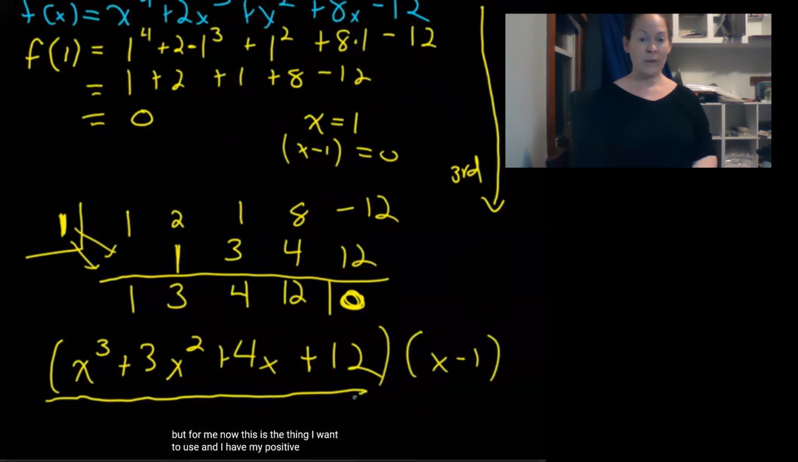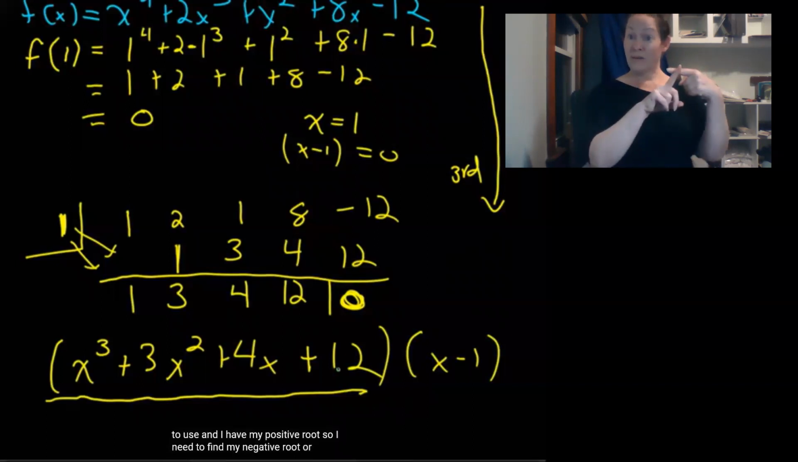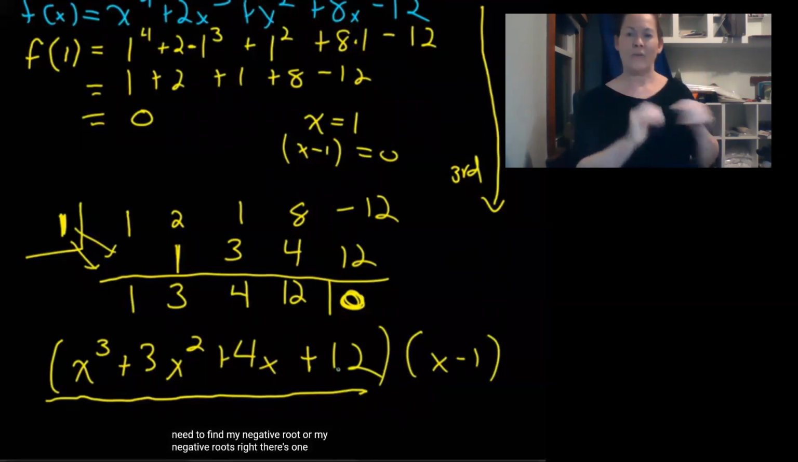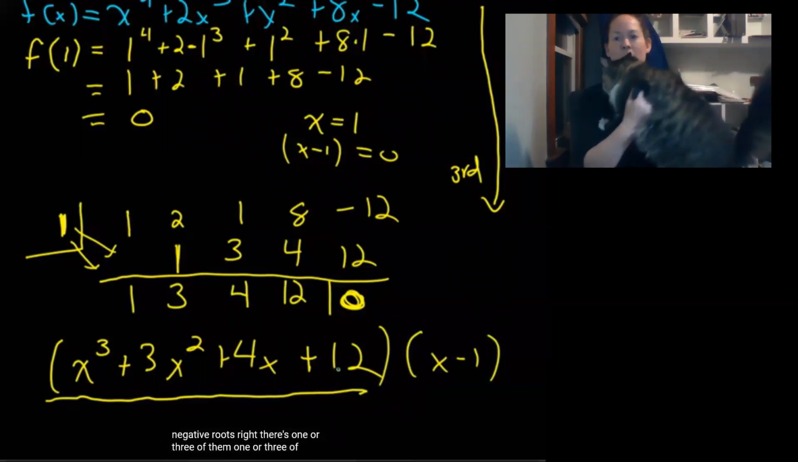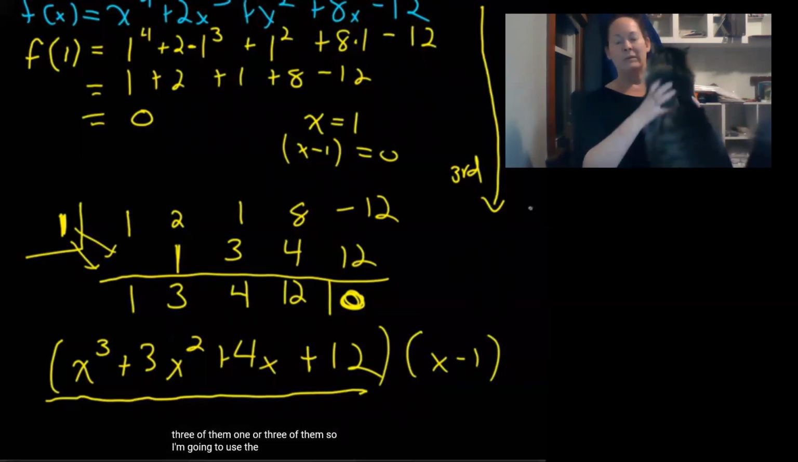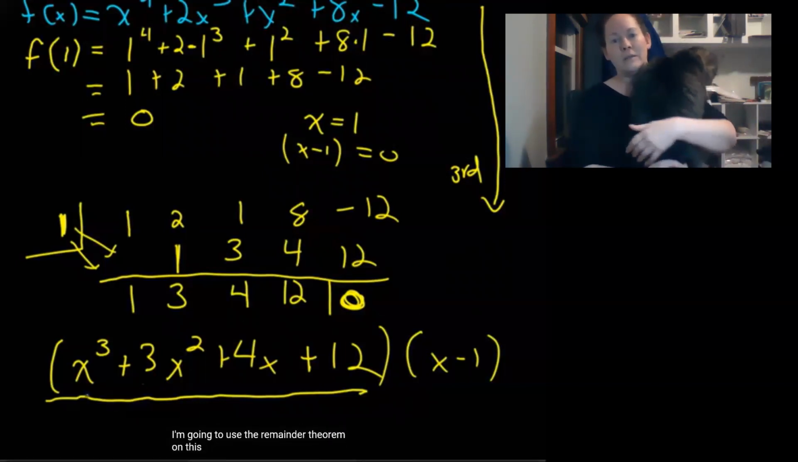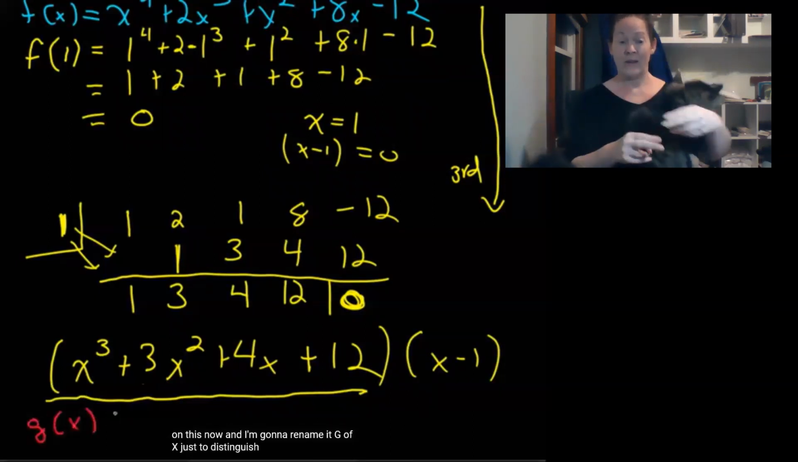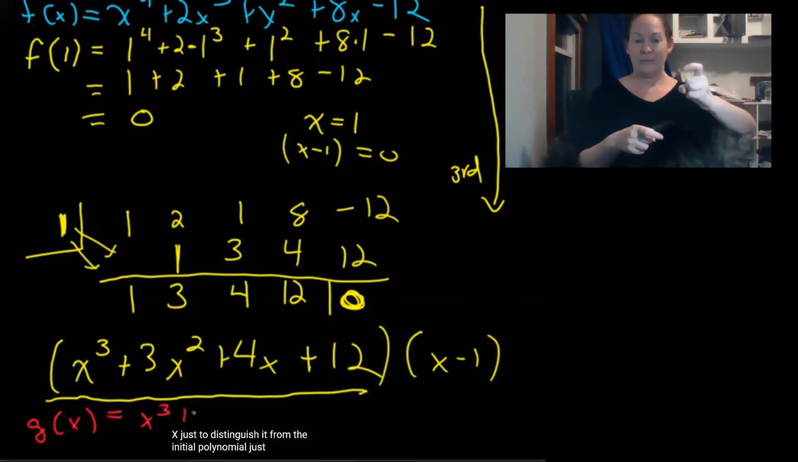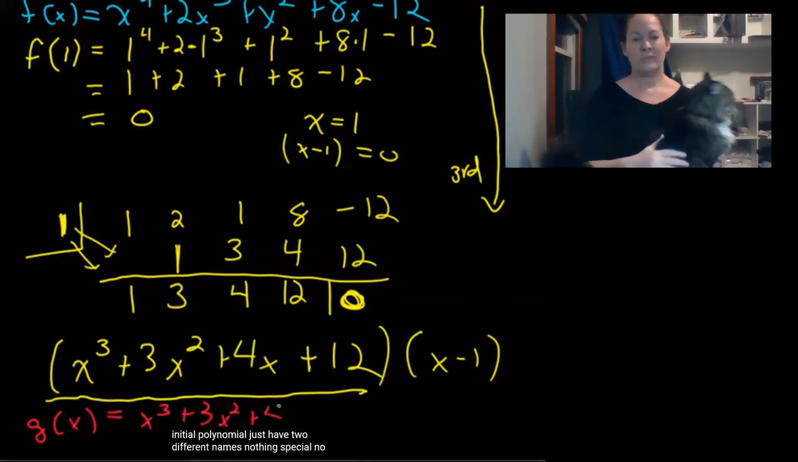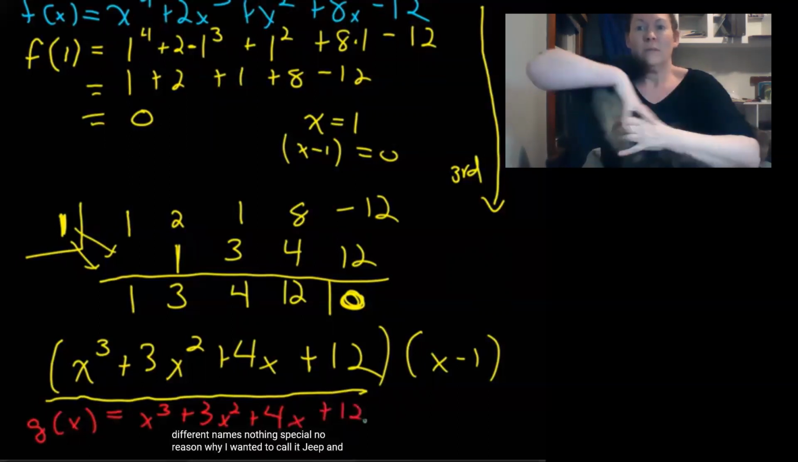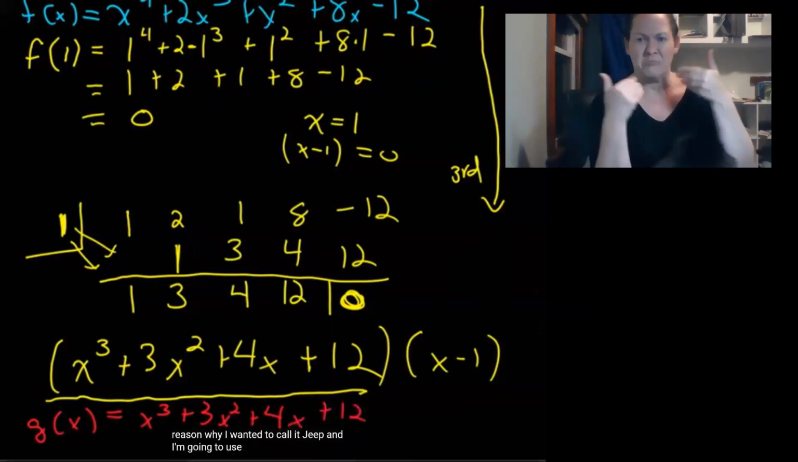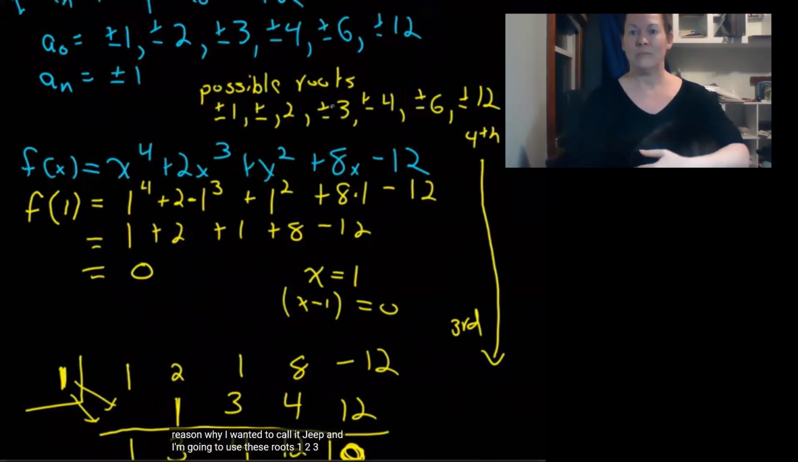And I have my positive root, so I need to find my negative roots. There's 1 or 3 of them. So I'm going to use the remainder theorem on this now. And I'm going to rename it g of x just to distinguish it from the initial polynomial, just to have 2 different names. Nothing special, no reason why I wanted to call it g. And I'm going to use these roots, 1, 2, 3, 4, 6, and 12, but I'm going to use their negatives.